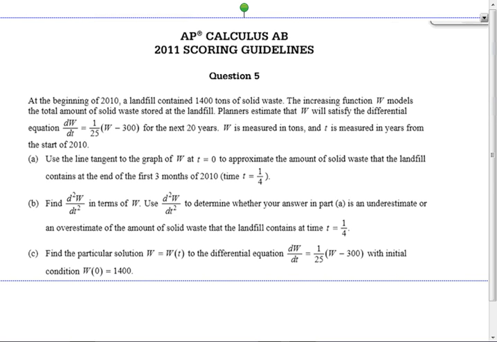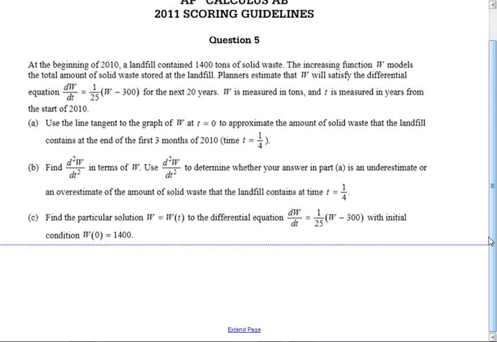have a differential equation. 2012, 2011, 2010 all had differential equations. And if you can't do this, then you're in trouble, because this to me is the easiest one of all, because this is the one you can memorize the steps to. So let's do this problem.